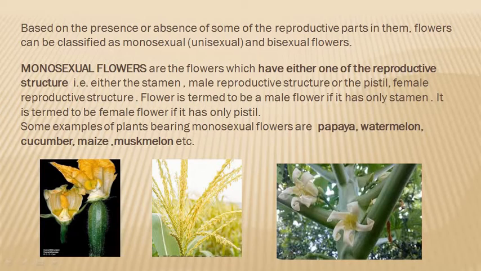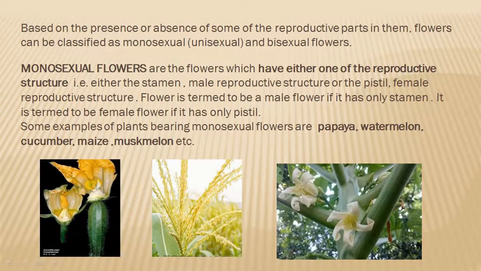Now, understood what a monosexual flower is? Monosexual flowers have only one reproductive structure, means the flower does not have both pistil and stamen. The flower which has only stamen or only pistil is known as a monosexual flower. Some examples of plants bearing monosexual flowers are papaya, watermelon, cucumber, maize, muskmelon, etc.